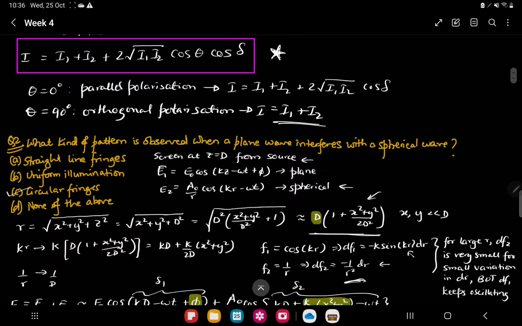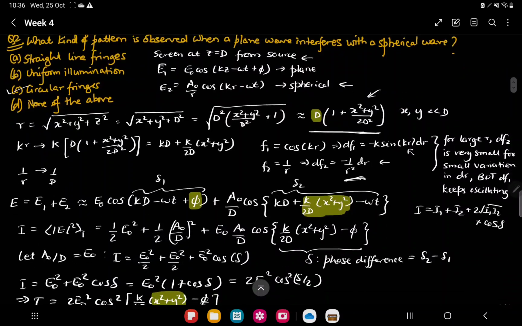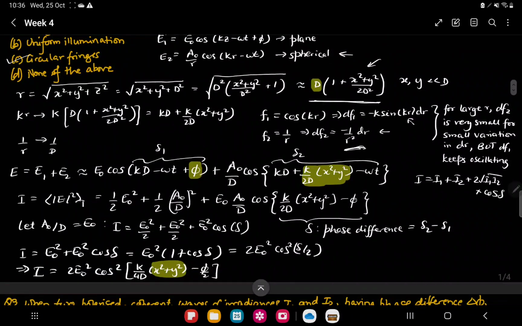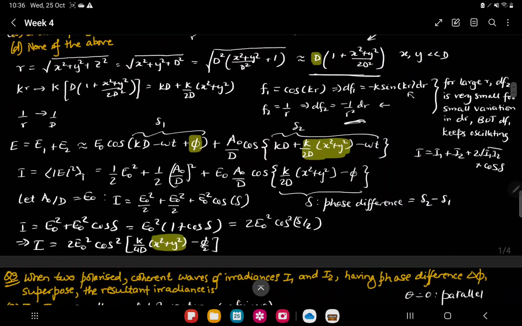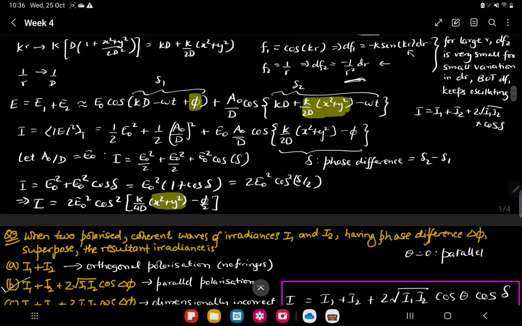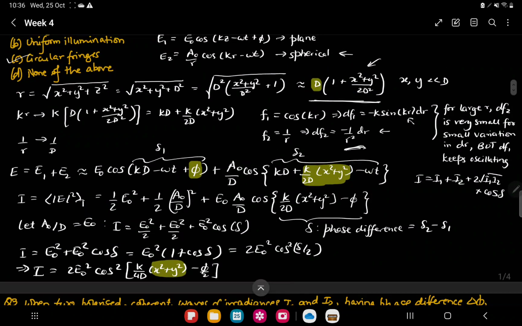What kind of pattern is observed when a plane wave interferes with a spherical wave? That is circular fringes. Again, we had done this long derivation of adding up a plane wave with a spherical wave and looking at the resultant intensity. The resultant intensity has this cosine squared term, and the argument of the cosine squared has this x squared plus y squared term. As a result, we see circular fringes.